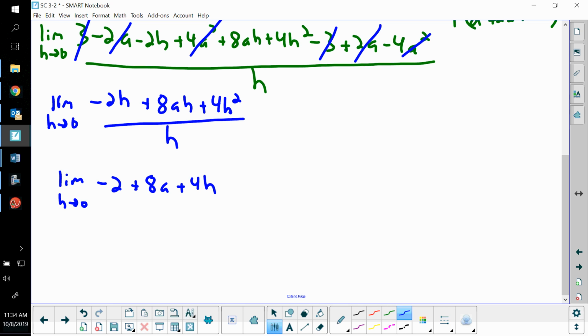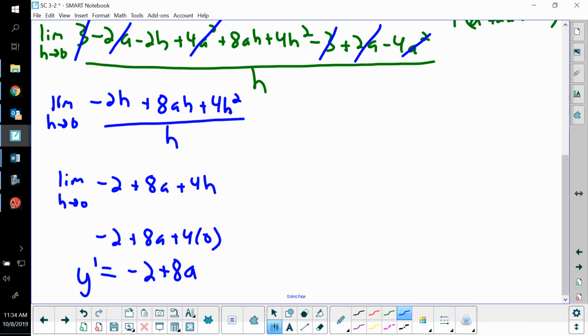And then we can do direct substitution. Everywhere there is an h, we can replace it with 0. So this gives us negative 2 plus 8a, which is our y prime. And notice it's exactly the same as what we got with the other method. So either method gets you to the same spot.